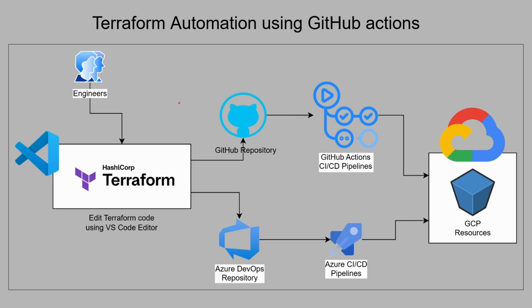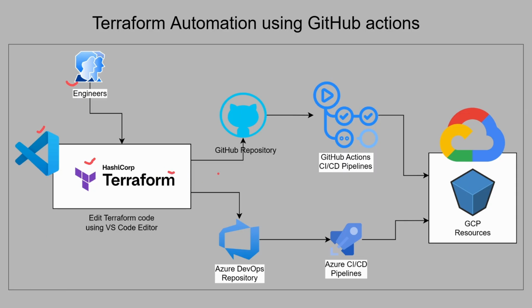In our last video, we talked about Terraform basics, the file structure, and how to run Terraform code locally using VS Code. Now, in this video, let's understand the real-world setup and how different tools fit together. On the left side, we have engineers working on their local machines using VS Code. This is where we write our Terraform code. Once the code is ready, it is pushed to a repository.